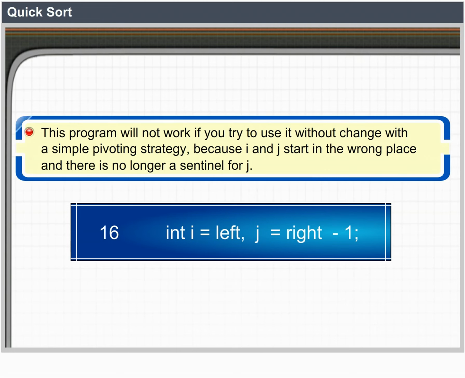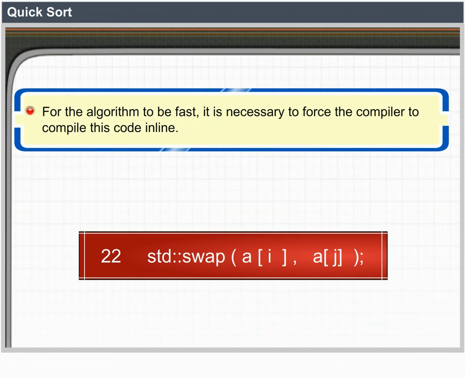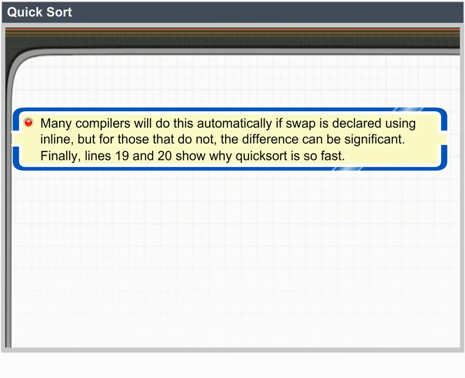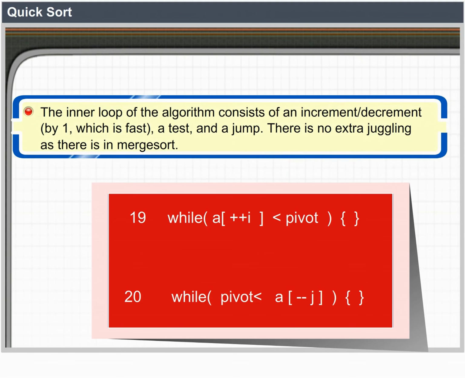The swapping action at line 22 is sometimes written explicitly for speed purposes. For the algorithm to be fast, it is necessary to force the compiler to compile this code inline. Many compilers will do this automatically if swap is declared using inline, but for those that do not, the difference can be significant. Finally, lines 19 and 20 show why quicksort is so fast. The inner loop of the algorithm consists of an increment or decrement by 1, which is fast, a test and a jump. There is no extra juggling as there is in merge sort.